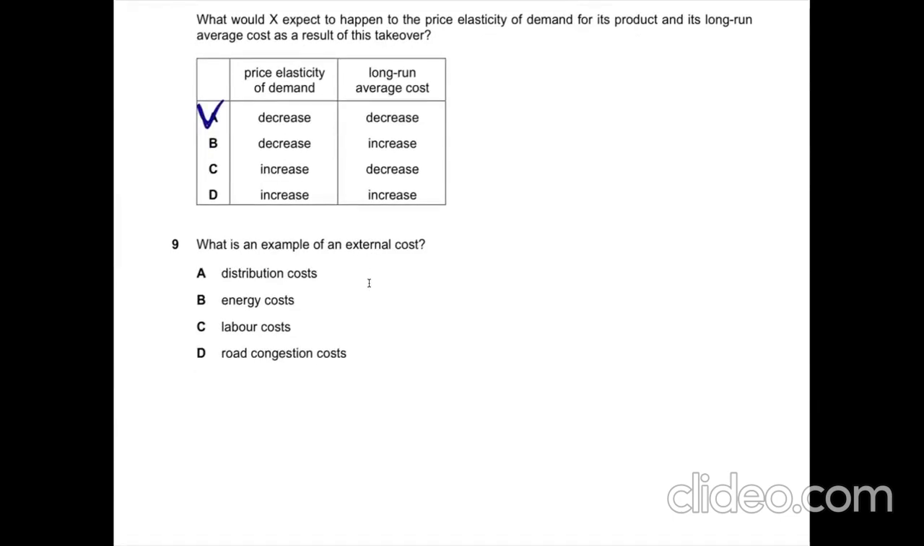Question 9. What is an example of an external cost? External cost occurs not from your own production process, but from some uncontrollable outside issues. So the only resonating option is the congestion cost, since they are from social situations.